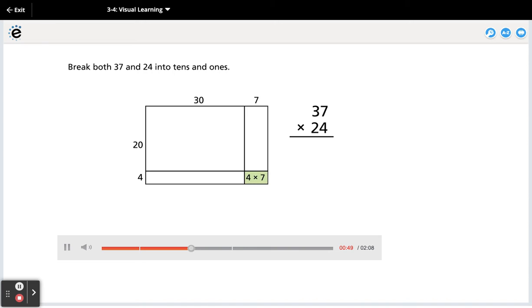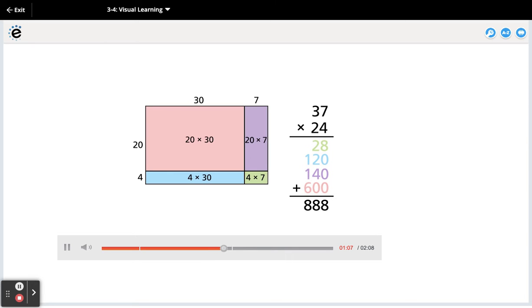4 times 7 equals 28. 4 times 30 equals 120. 20 times 7 equals 140. 20 times 30 equals 600. The sum of the partial products is 888. The ferry carried 888 cars on the weekend.